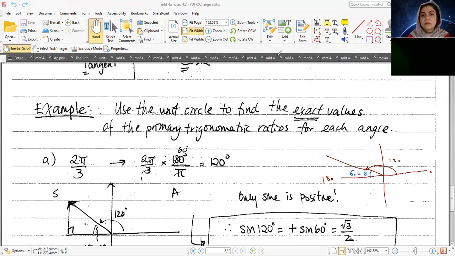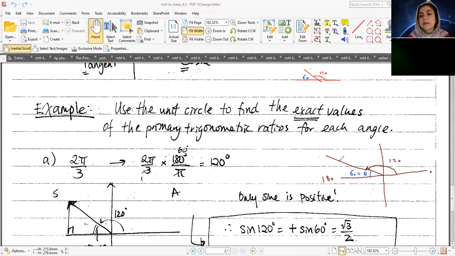Maybe I'll just make it better. See, I have that. From here to here is 120. Since the total is 180, what would this be? 60, right? This 60 plus 120 is 180. Okay.